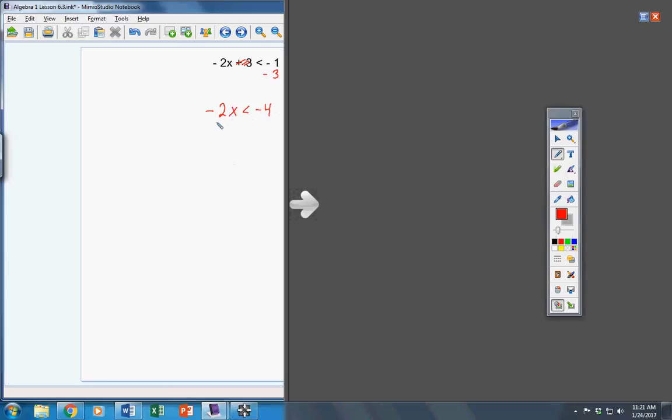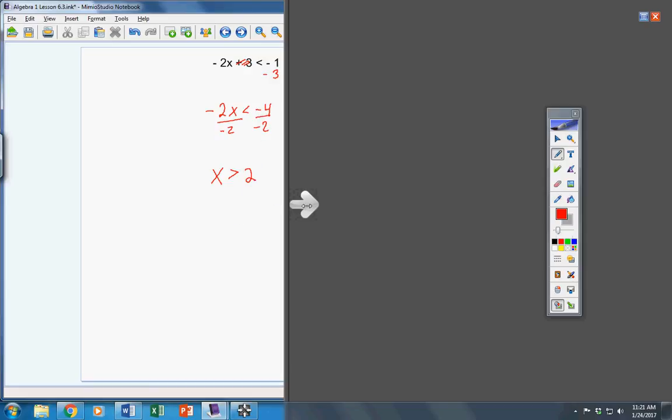Okay? Now divide both sides by a negative 2 and you're left with x. Notice you divided by a negative number, so turn the arrow. X is greater than 2 because negative divided by a negative is positive, positive 2.